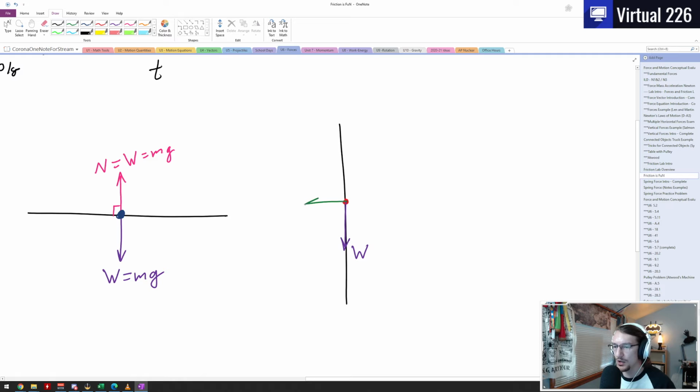When you push it into the wall, here's your push on the object. When you push the object into the wall, the wall pushes the object back. And since that's perpendicular, this push back from the wall is the normal force. So when you push into the wall and it pushes back, it generates a normal force. And when you generate a normal force, that normal force will generate a friction, because friction is fun.